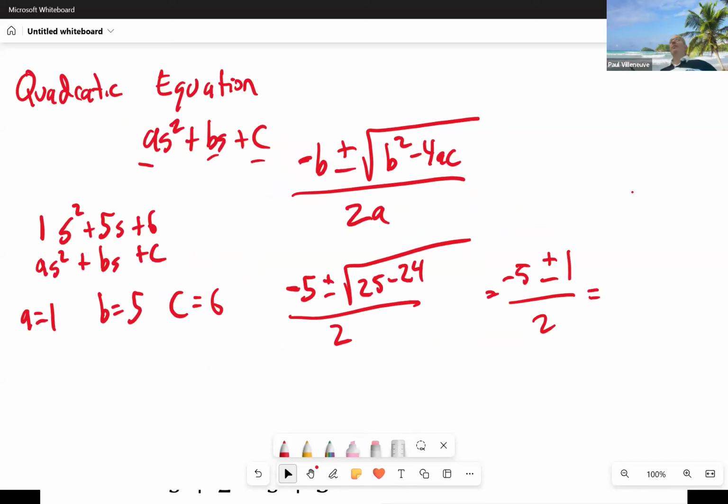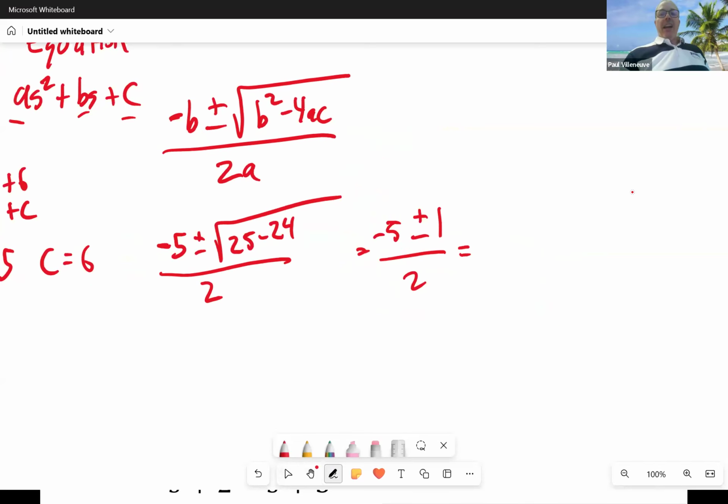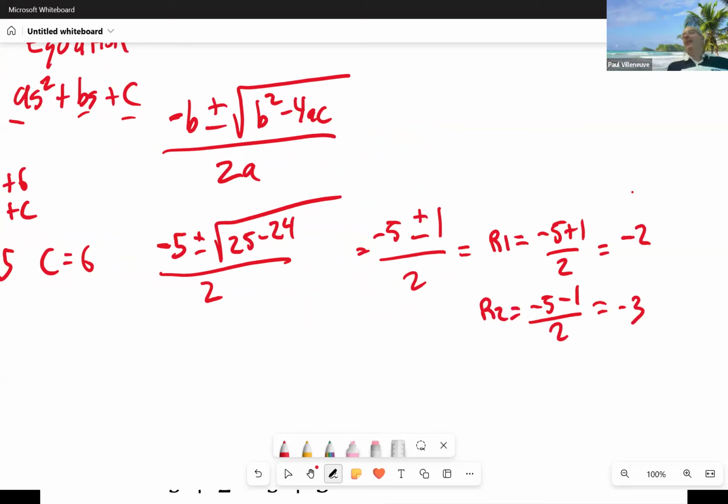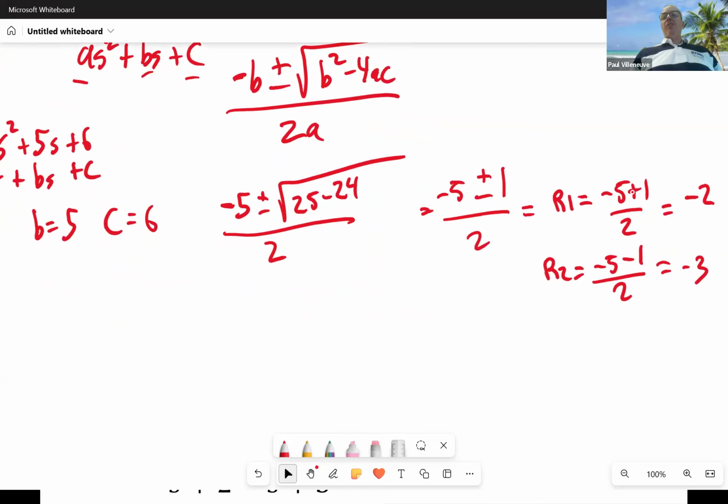And here's the thing. You see you have the plus and the minus there. The reason you have the plus and the minus is because you have 2 roots, right? If it's S squared, you have to have 2 roots. They can be equal to each other, but you've got to have exactly 2 roots. So that means I have root 1, which is equal to negative 5 plus 1 over 2, and root 2, negative 5 minus 1 over 2. So one is negative 2, and one is negative 3. So these 2 are the roots, right?